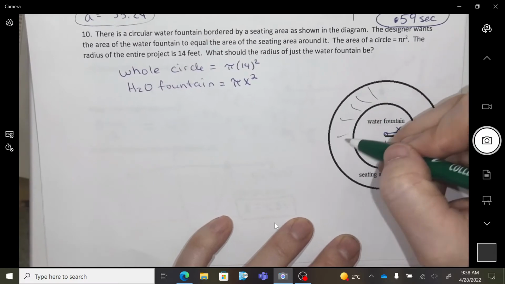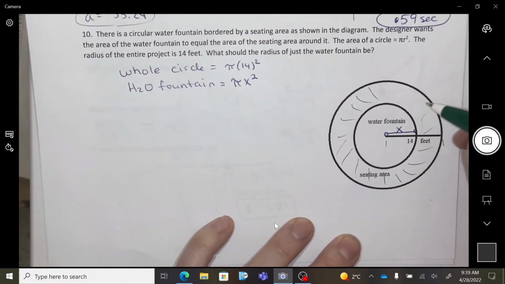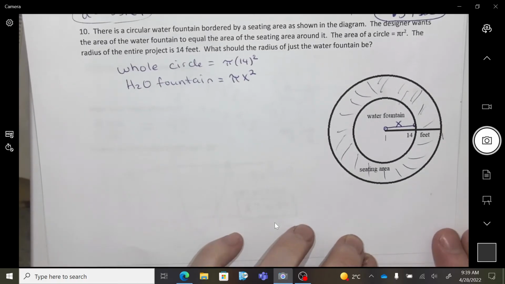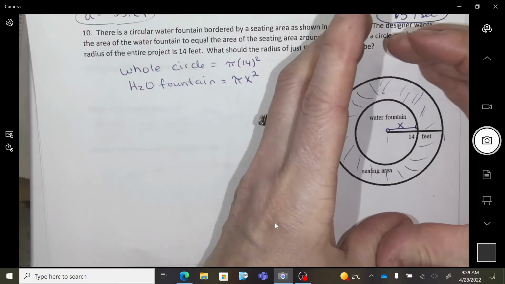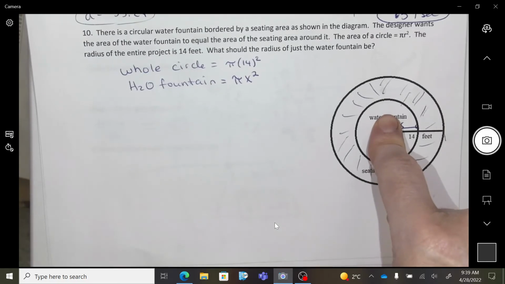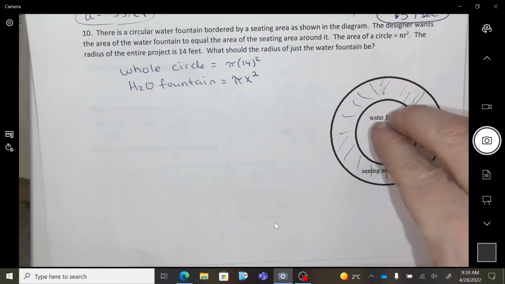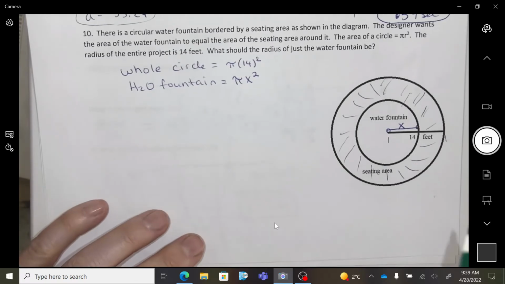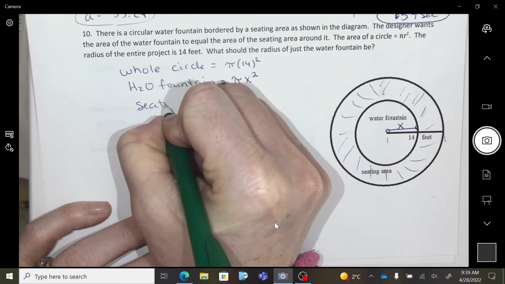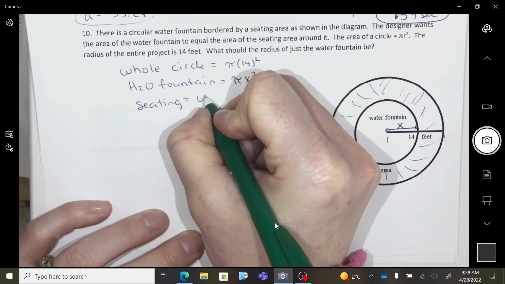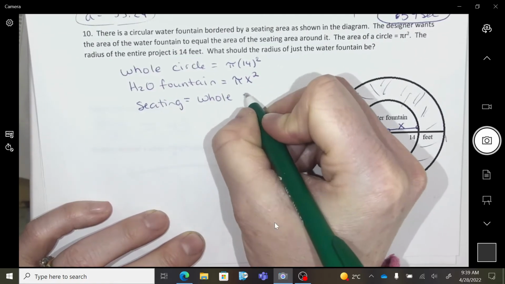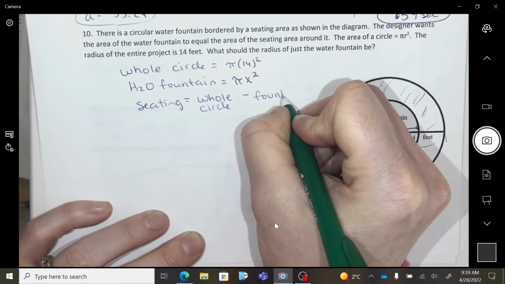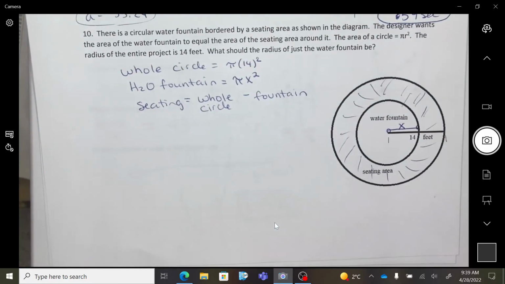And the seating area, so that portion around, do you understand it's going to be the entire thing minus the middle? The whole thing minus the middle will leave me with the outside ring. So those are the things I know.